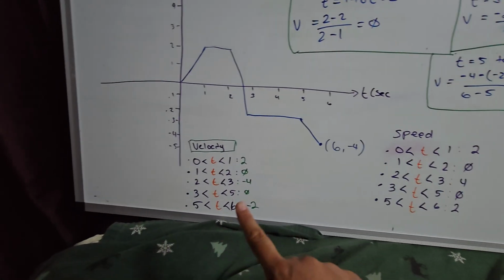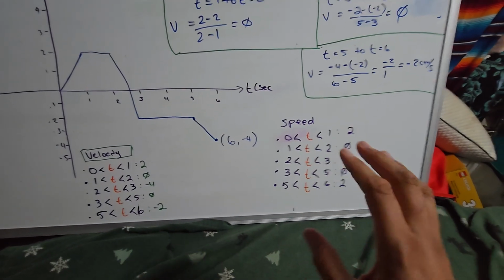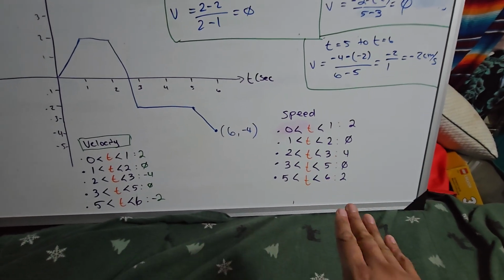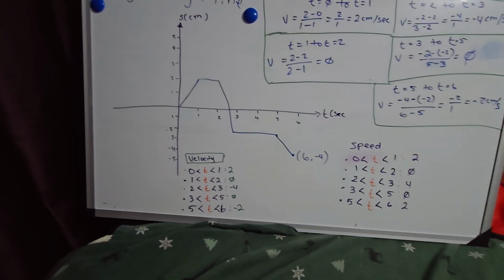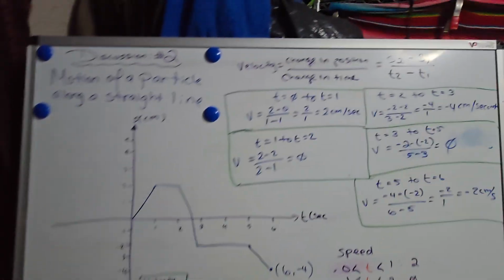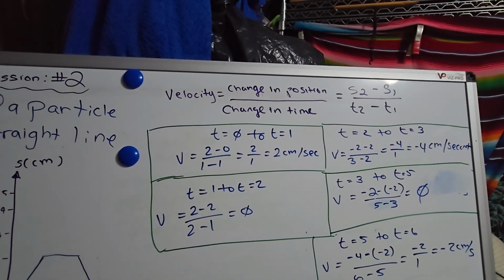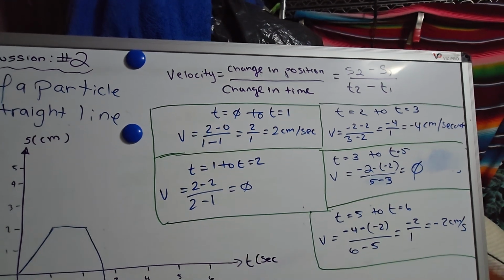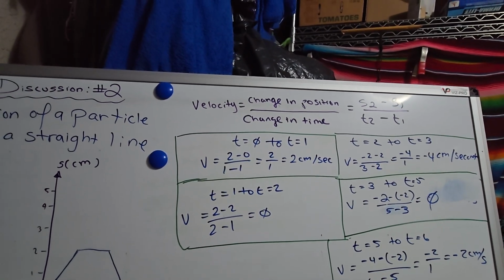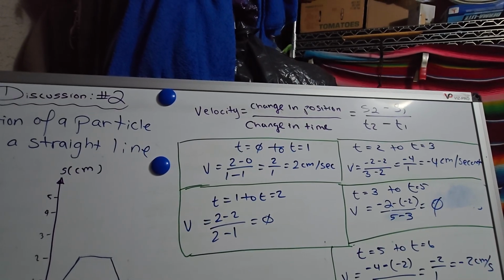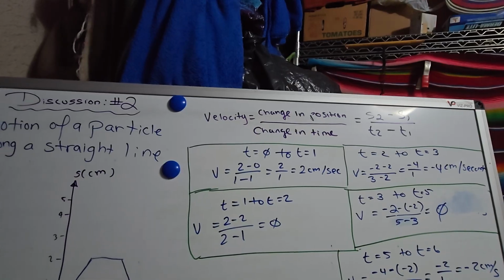So as you can see here for the speed, it's always positive. Velocity is something different. To find the velocity, it's change in position over change in time. So from 0 to 1 second, the position increases by 2 centimeters over 1 second. So the velocity is positive 2 centimeters per second.